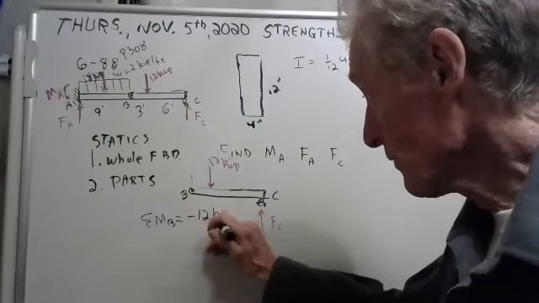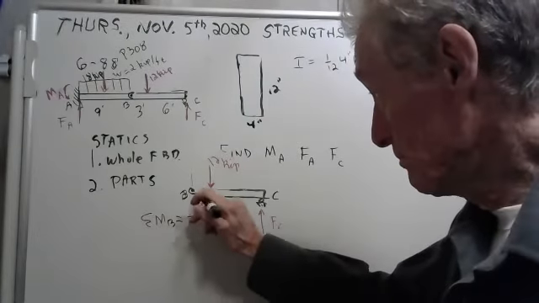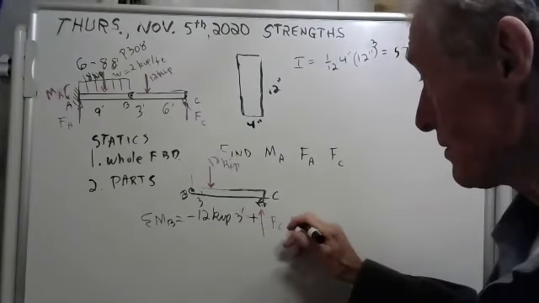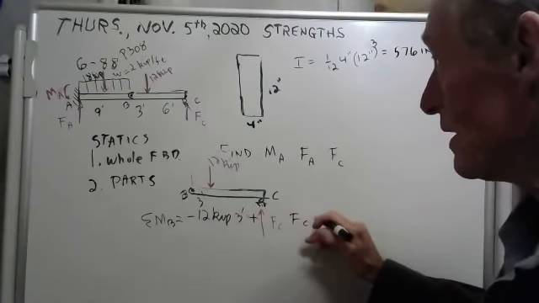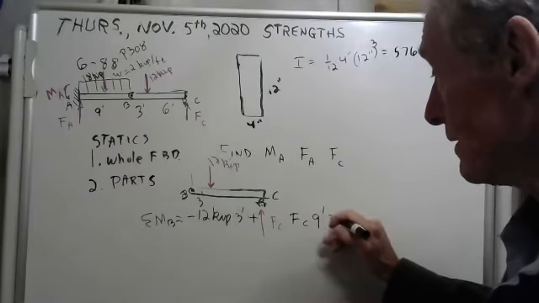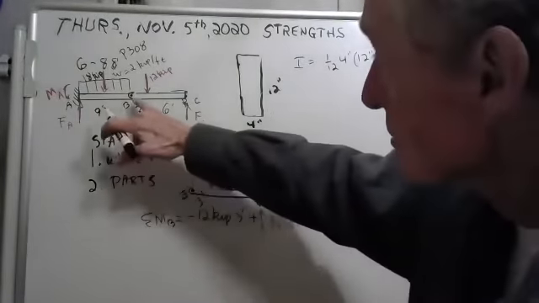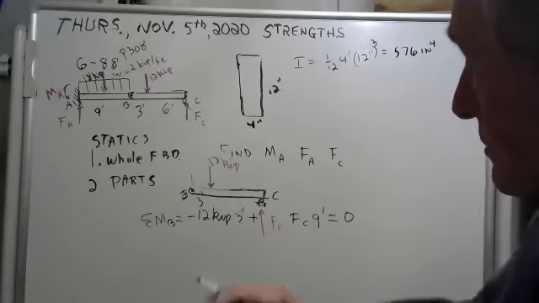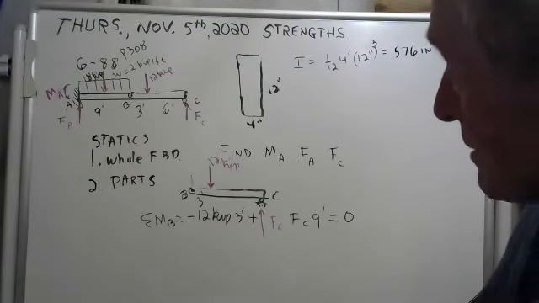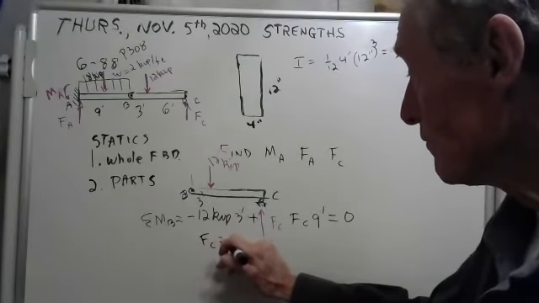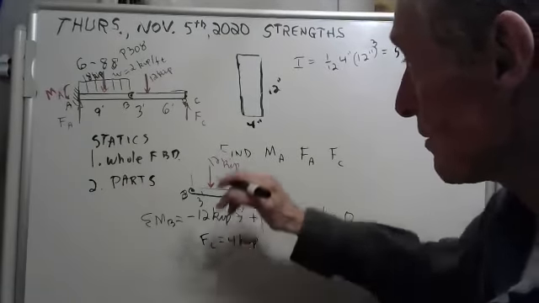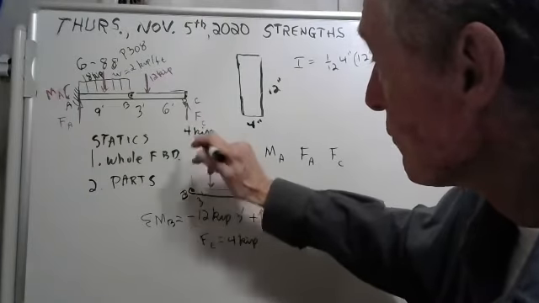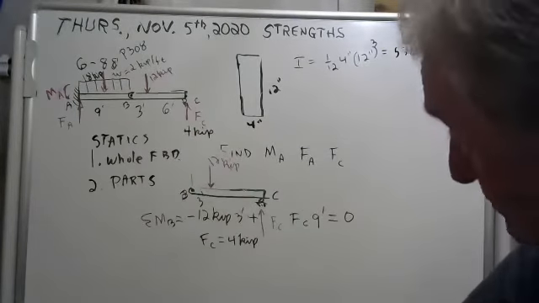a negative 12 kips times the 3 feet plus the force at C times the, well, it would be 9 feet equals 0. See, there's 9 feet from here to C. And then you solve that. 12 times 3 is 36. And then F_C, it would have to be 4 kips, just like Braxton said it was. Hey, we made progress. We got 4 kips going up at F sub C.